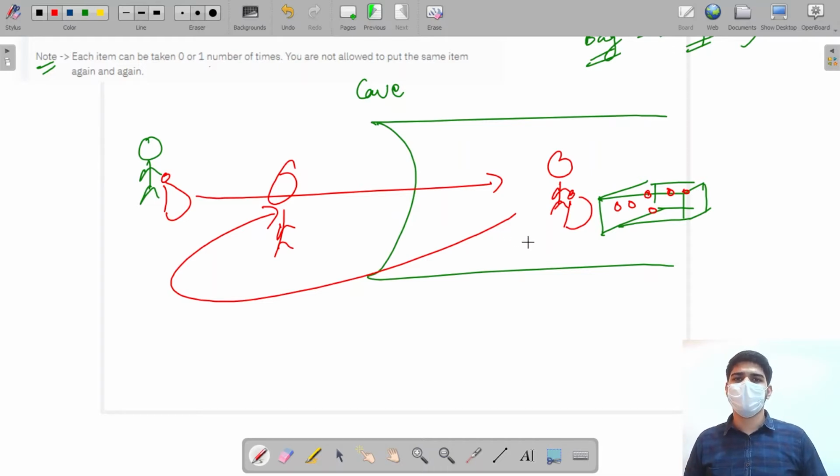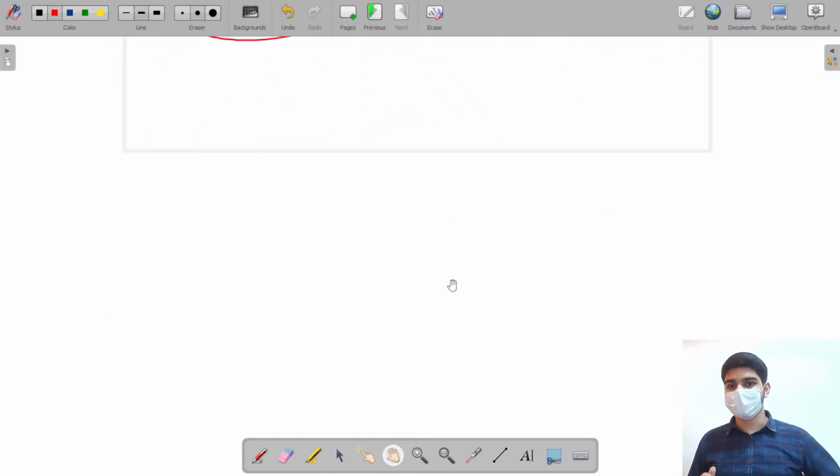You have to pick maximum value out of the given items in your bag such that your bag can hold only a certain amount of capacity. This is what 0/1 knapsack is, right? I hope the question is a bit clear with the example.